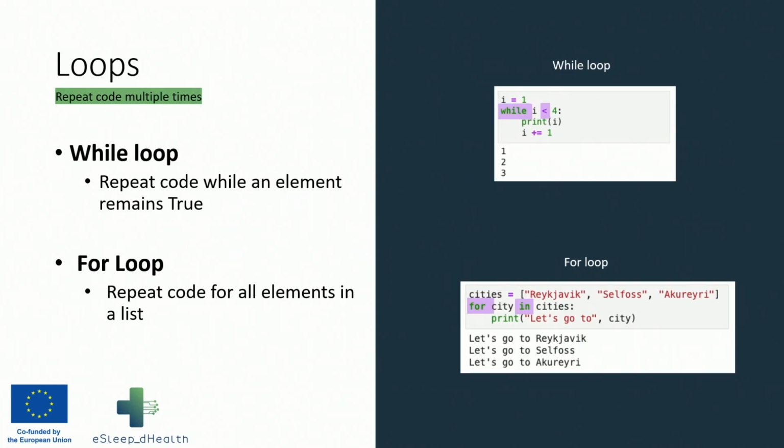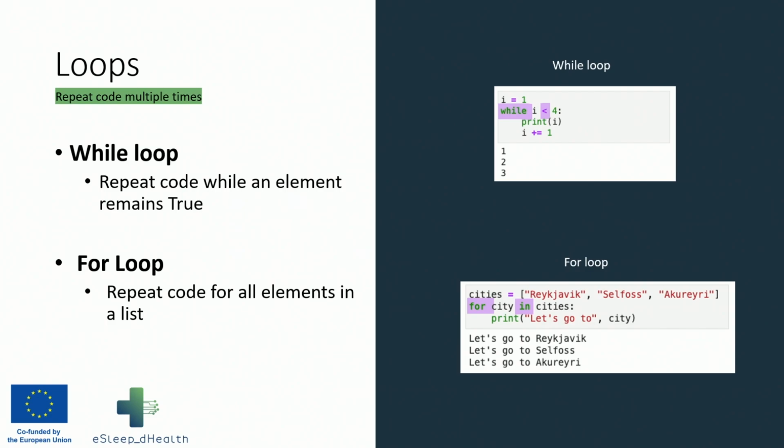Okay, now a different but equally useful tool within Python. They're called loops, and loops help you to repeat code multiple times. There are different ways to use a loop. One of them is a while loop. It repeats code while an element is true. You can see an example for the while loop in the upper screenshot.